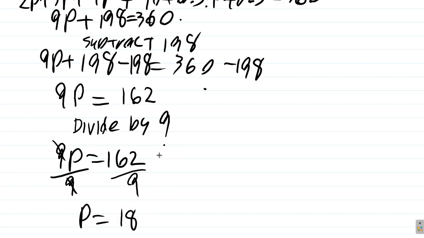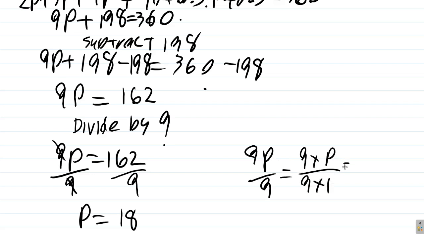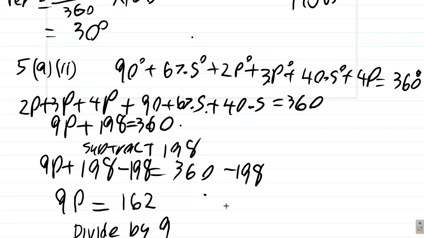And by the way, before we move on, remember, you see the 9p over 9, how you cancel? You can rewrite this as 9 times p over 9 times 1, right? So this is 9 divided by 9 times p over 1. 9 into 9 is 1. So p over 1 is the same as p. So that's how you get this, right? That's how it cancels. So p is equal to 18.